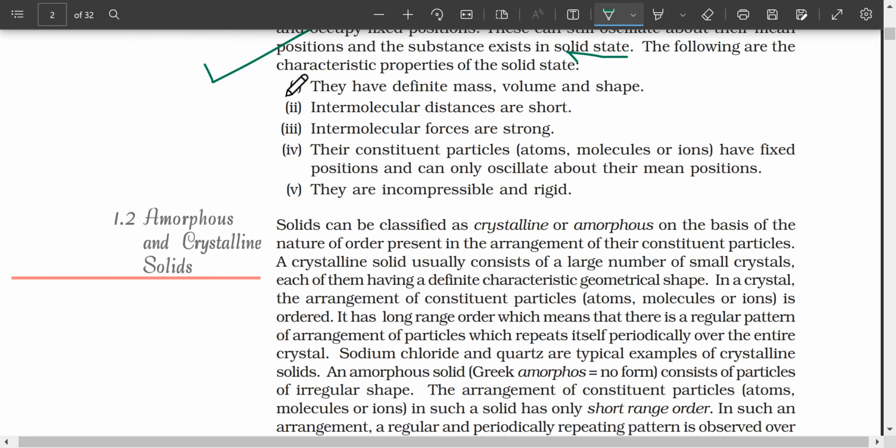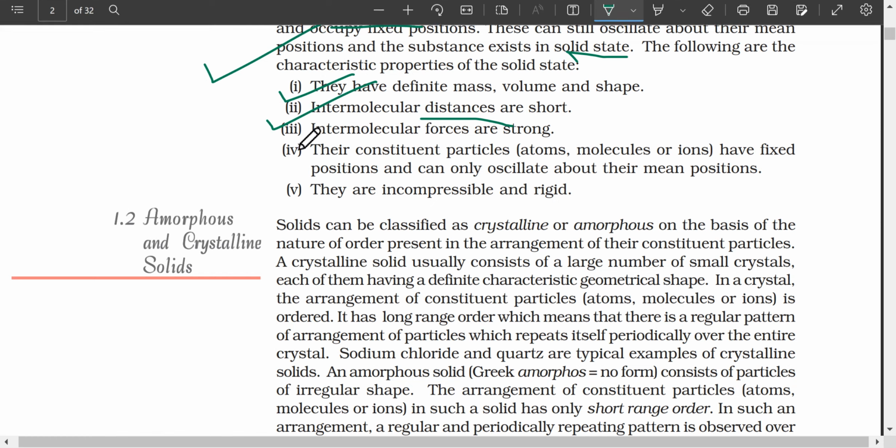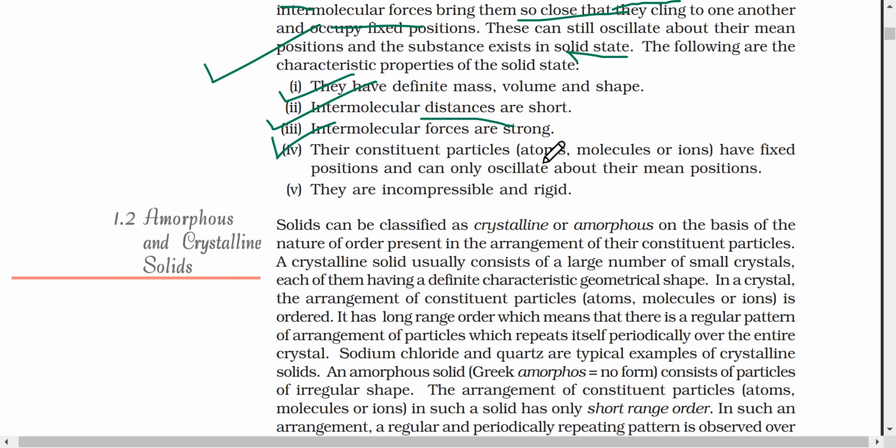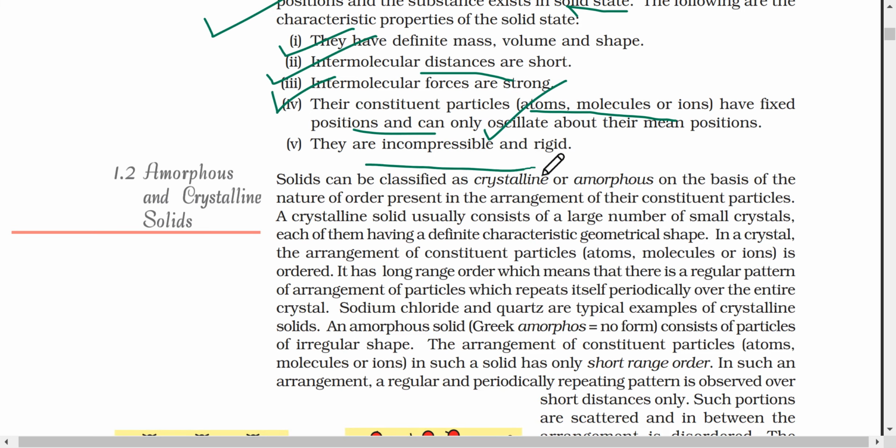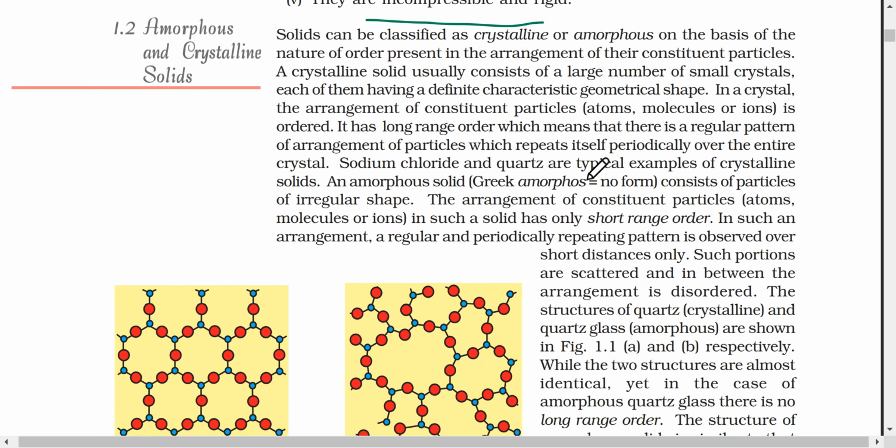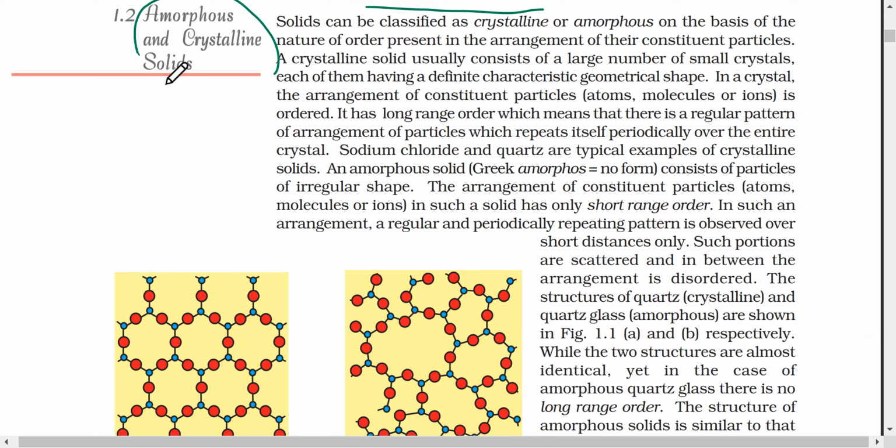They have definite mass, volume, and shape. Intermolecular distances are short. There are no spaces in between because particles are very close. Intermolecular forces are strong. The constituent particles, whatever they are, have fixed positions and they can only oscillate about their mean positions, and they're incompressible and rigid. We know it already. Then coming to amorphous and crystalline, these also we might have heard. Let's come to the depth of it today.